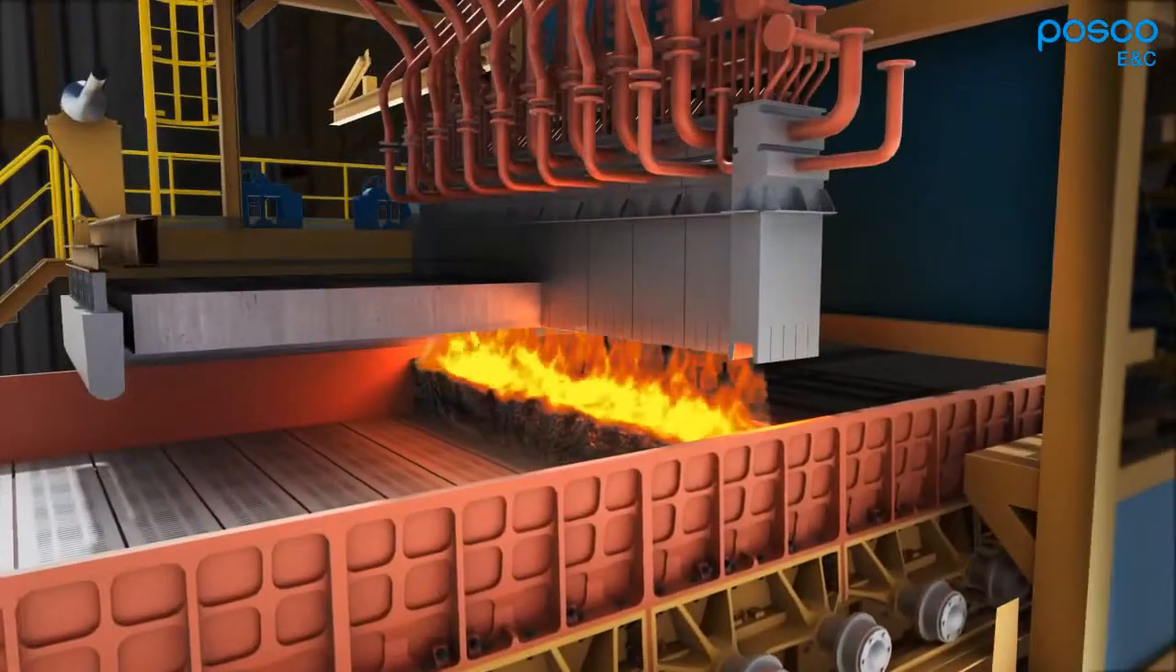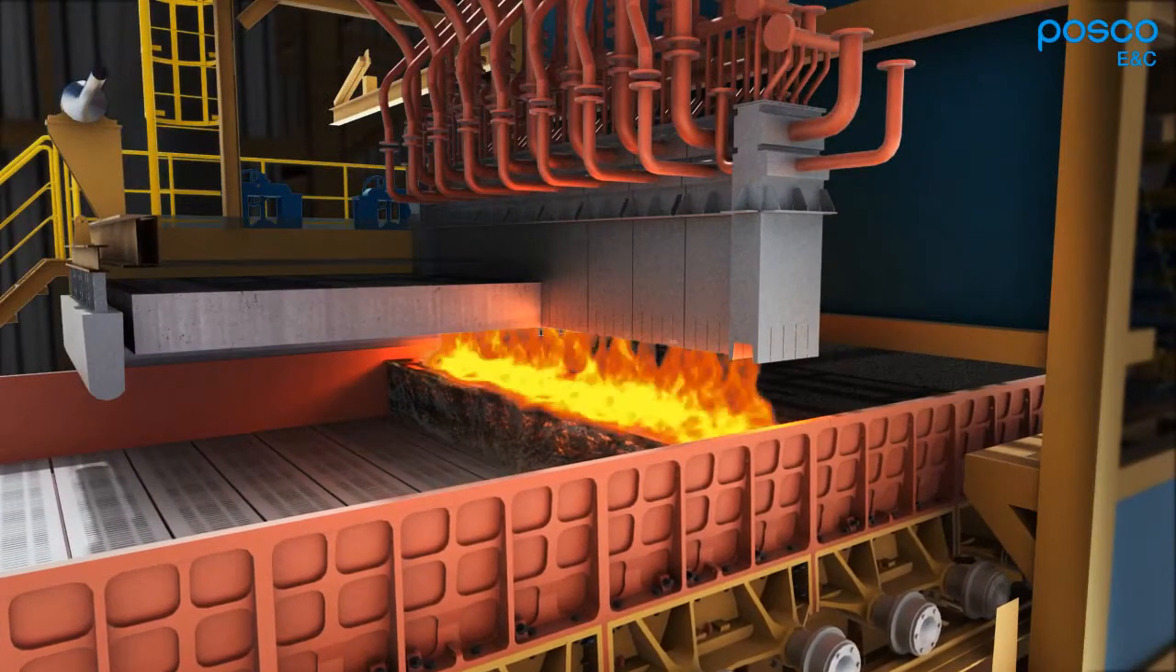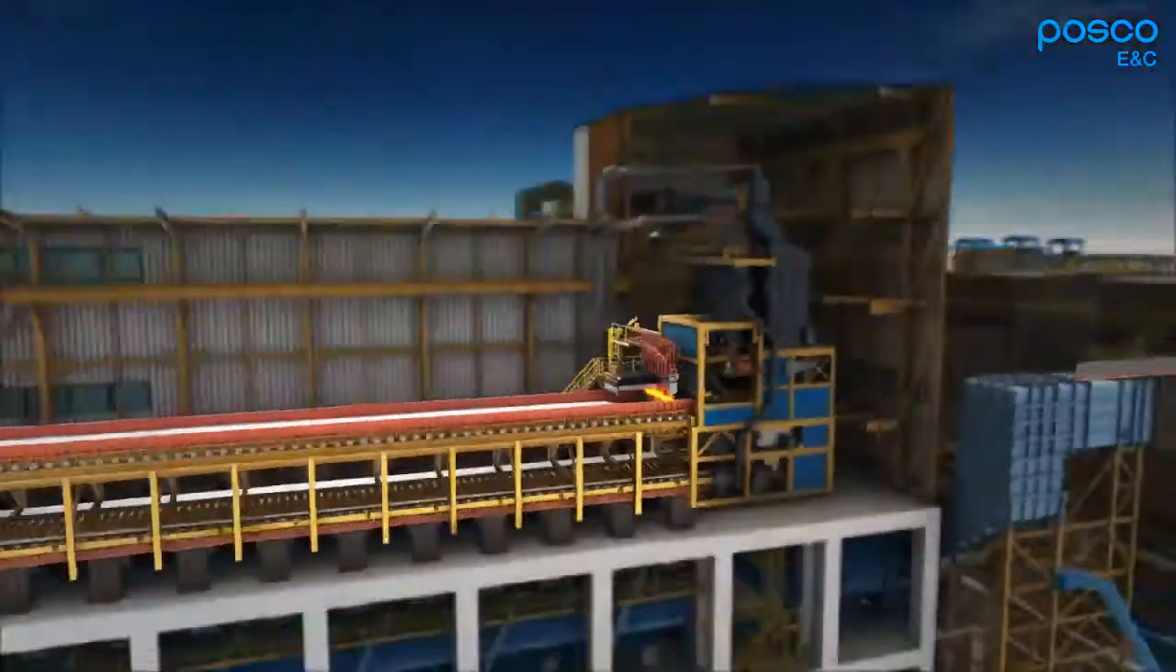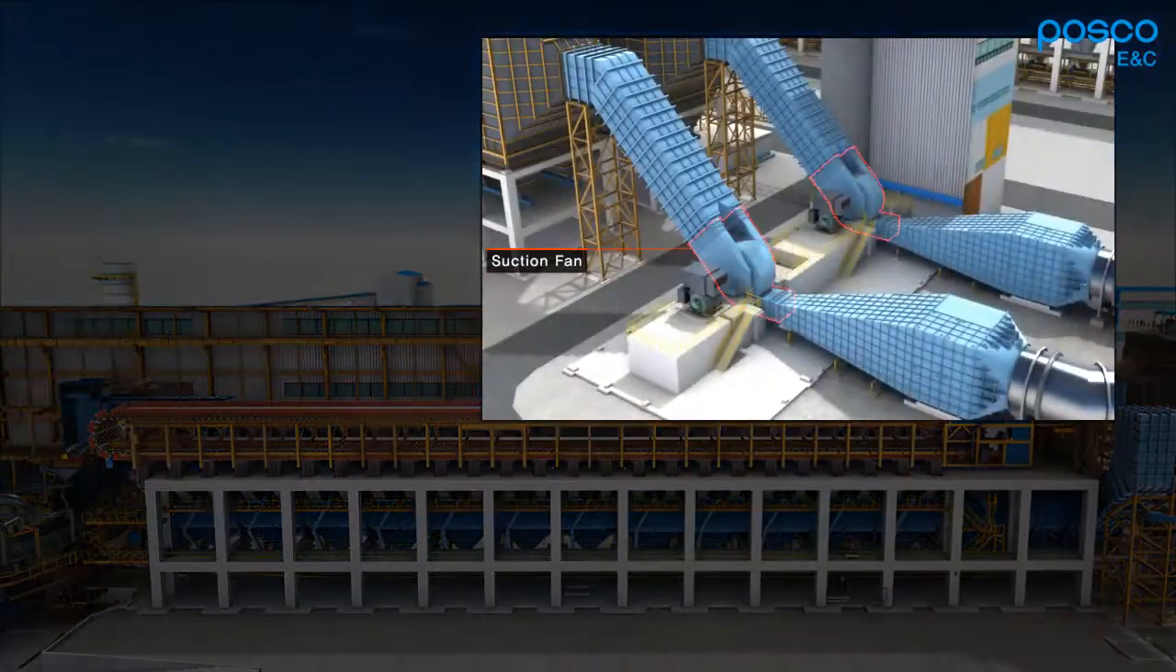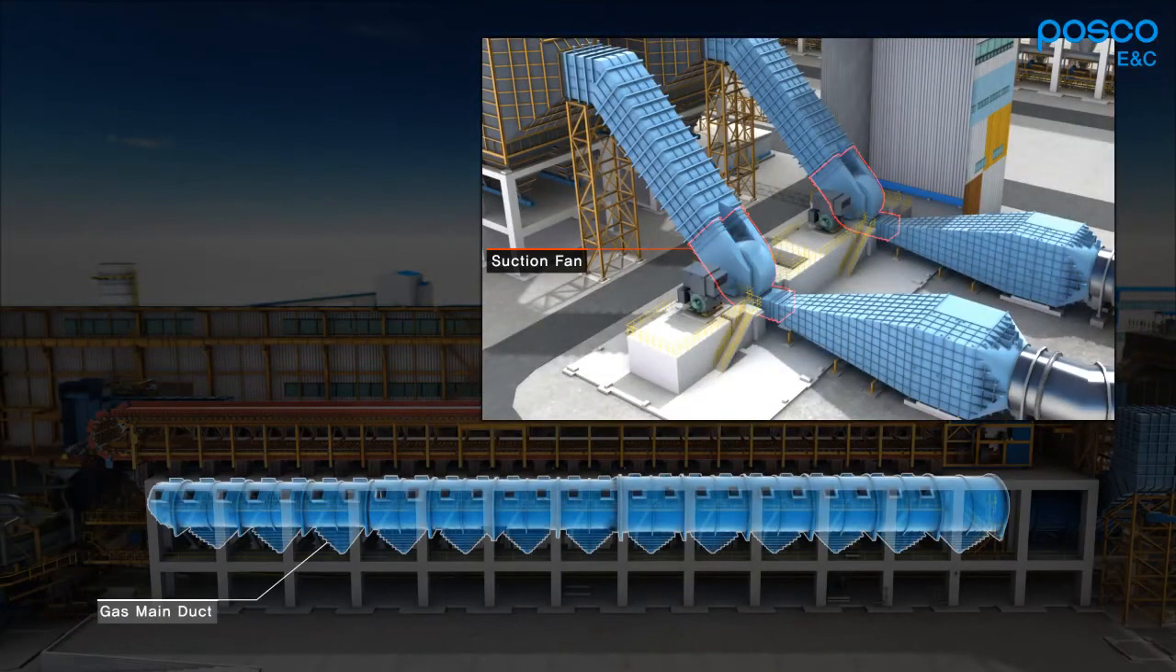After ignition, the coke and the anthracite mixed in the materials are burned from the top to the bottom by suction pressure at the bottom of the pallet. The suction pressure is formed by a large suction fan at the rear edge of the gas main duct and is maintained during the whole sintering process.